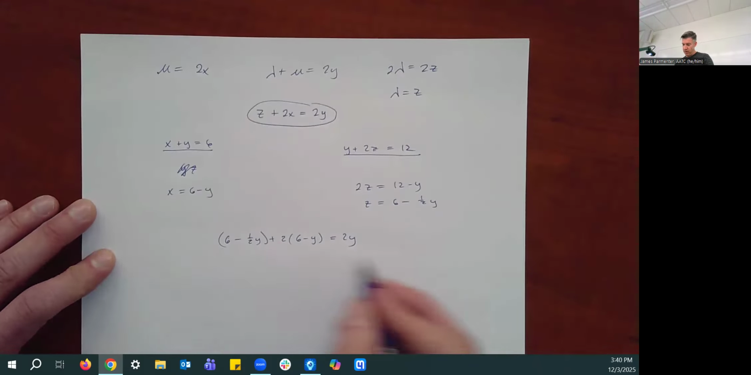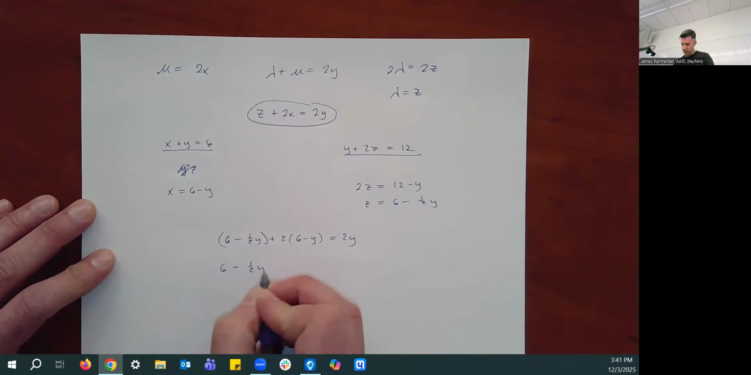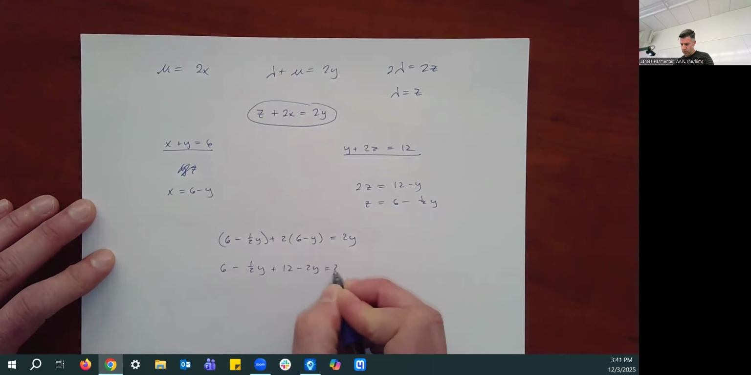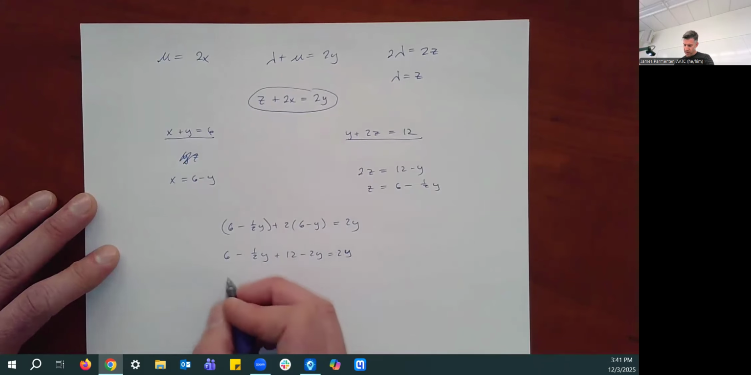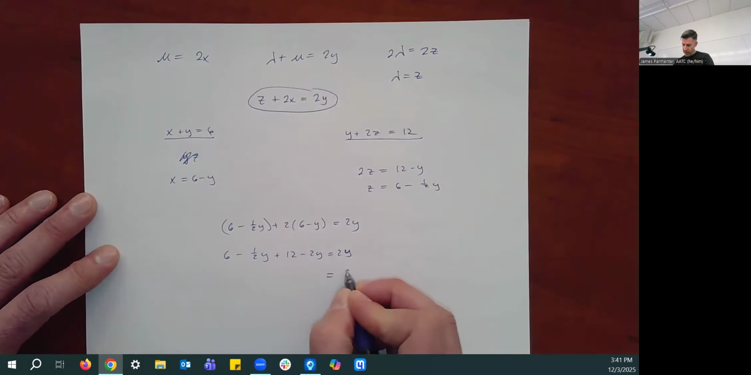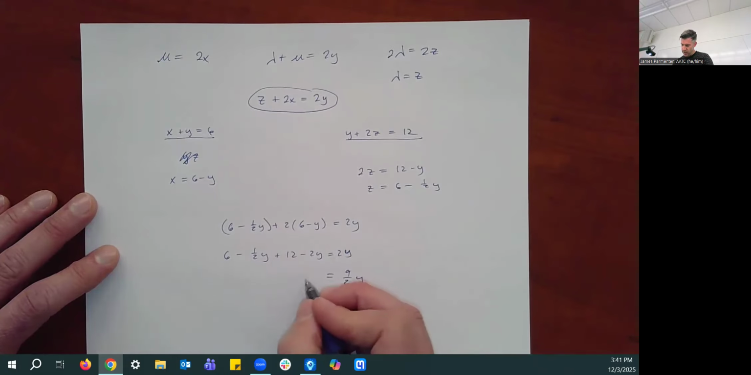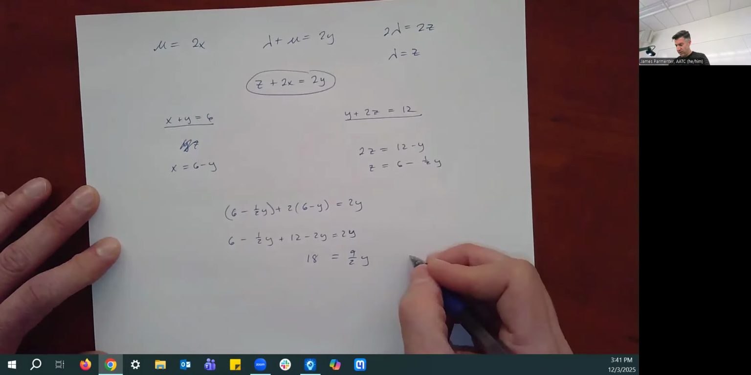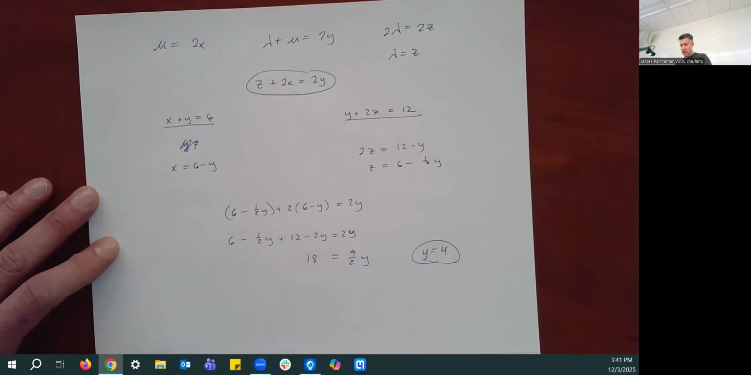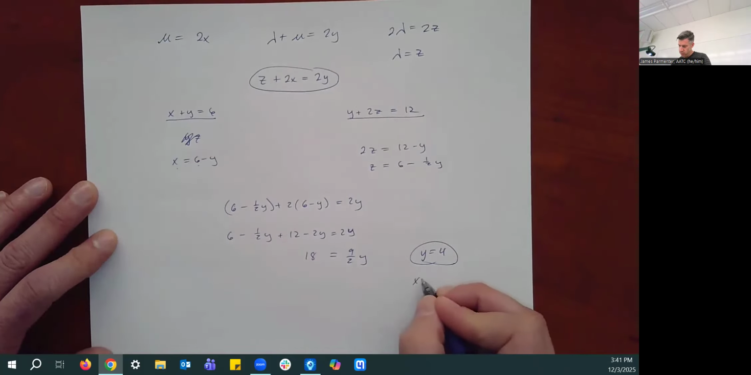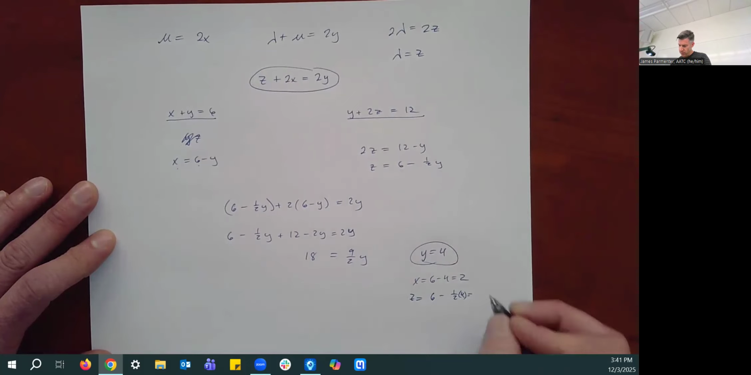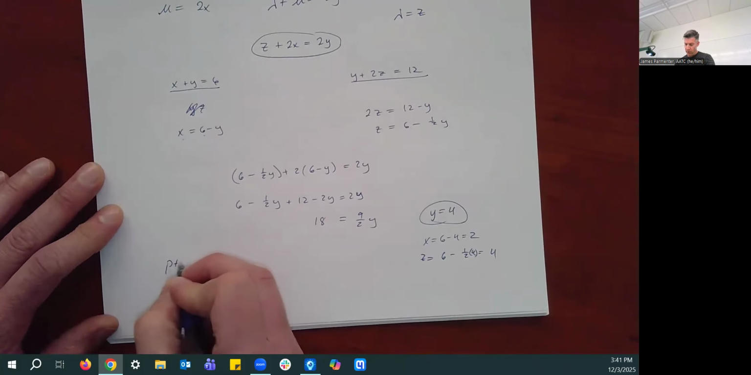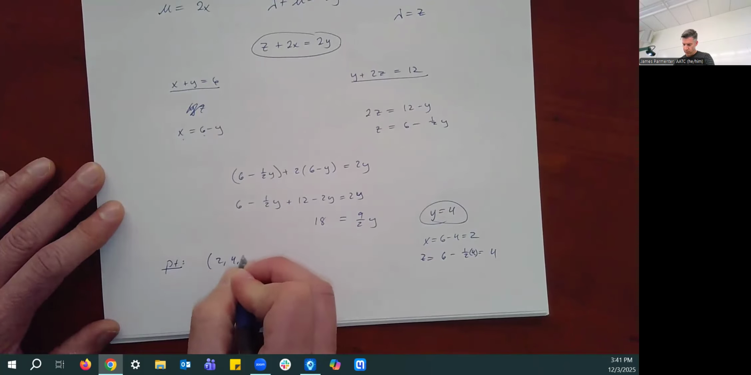Let's just write it out. 6 minus 1 half y plus 12 minus 2y equals 2y. I guess I could deal with a fraction. 4y plus a half y is 4.5y or 9 halves y. And then 6 plus 12 is 18. And then multiply both sides by 2/9. So it looks like we're going to get y equal to 4. And then x is going to be 6 minus 4, which is 2. And then z is going to be 6 minus 1 half times 4, which is 6 minus 2, which is 4. So it looks like the point we're looking for is 2, 4, 4.